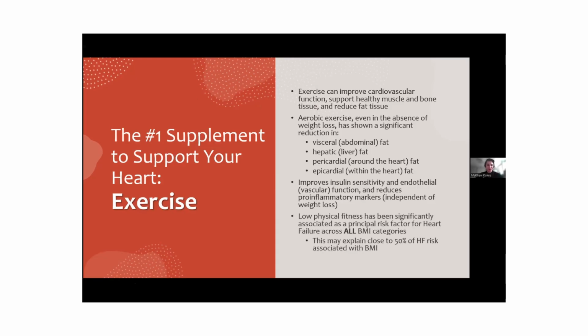A big thing that really does show in the research is that low physical fitness has been significantly associated as the principal risk factor for heart failure across all BMI categories. So whether our BMI is within the normal range, the underweight range, or the obesity range, having low physical fitness and not engaging in regular structured exercise has been associated as the number one leading cause of heart failure for everyone. And that can explain close to 50% of heart failure risk associated with all BMIs. So it's very important to make sure that we're getting regular exercise.